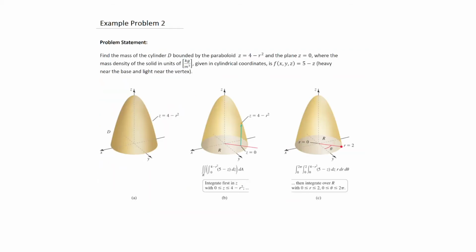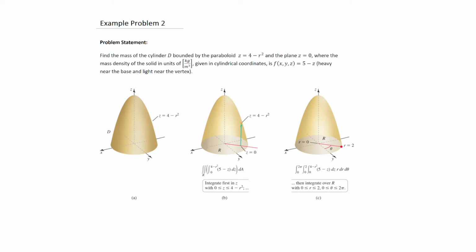All right, so let's look at a second problem. This is to find the mass of the solid D bounded by the paraboloid z equals 4 minus r squared, and the plane z equals 0, where the mass density of the solid in units of kilograms per cubic meter, given in cylindrical coordinates, is 5 minus z, which means we're dealing with an object which is heavy near the base and light near the vertex, that is near the top.